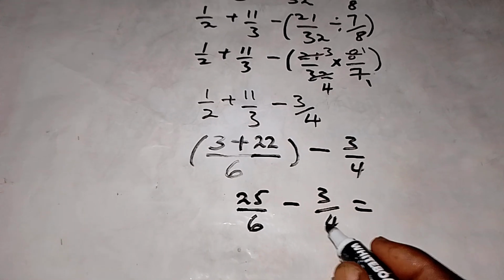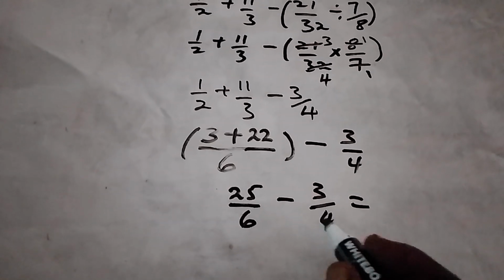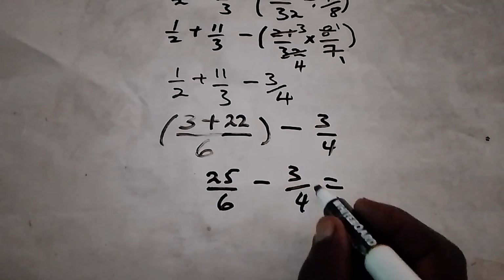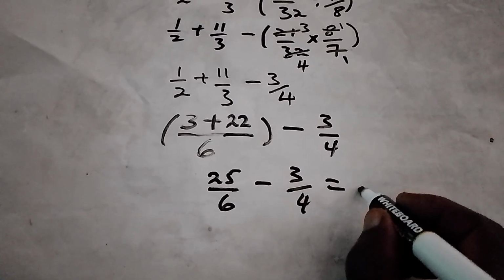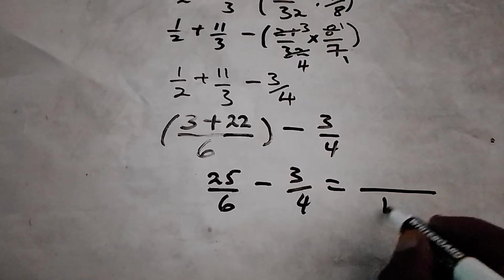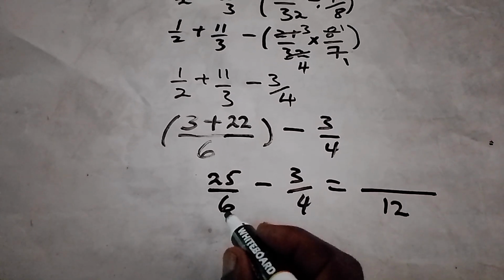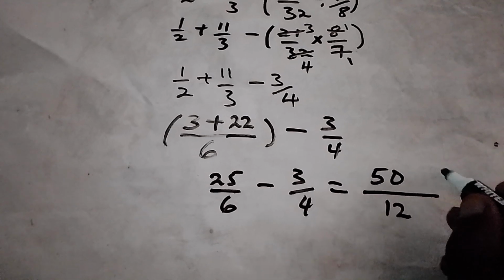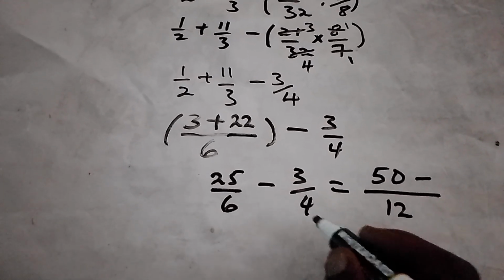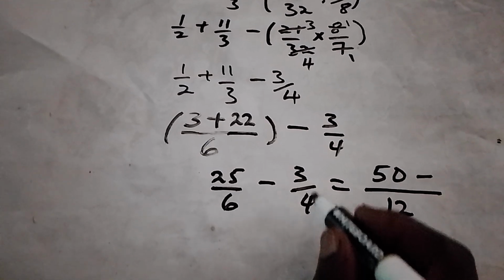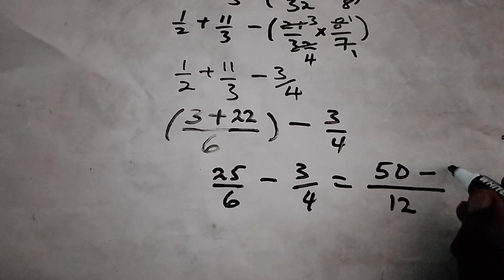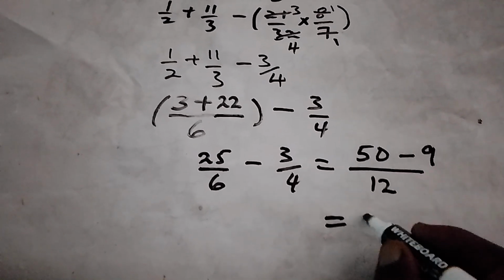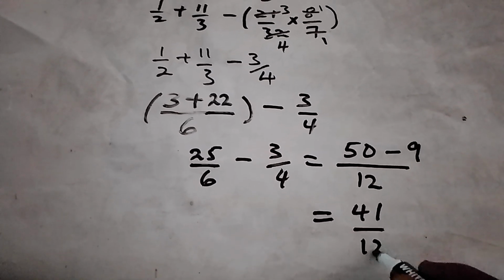Our last operation is subtraction. So we subtract 25 over 6 minus 3 over 4, which is equal to, find the LCM of 6 and 4, which is 12, divided by 6 is 2 times 25, you get 50, then minus 12 divided by 4 is 3 times 3, you get 9. So our solution becomes 50 minus 9, which is 41 over 12.